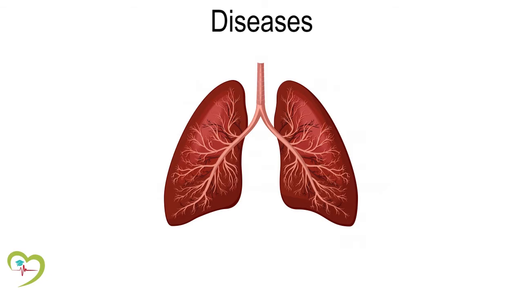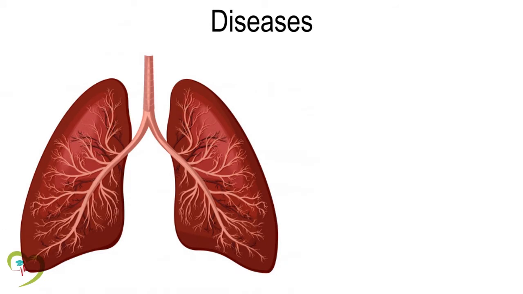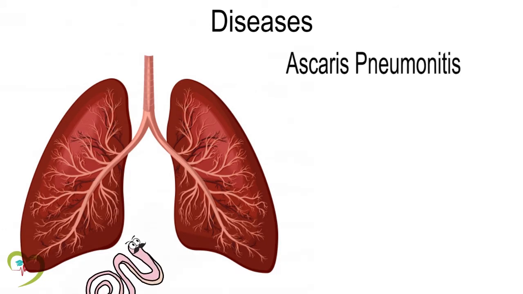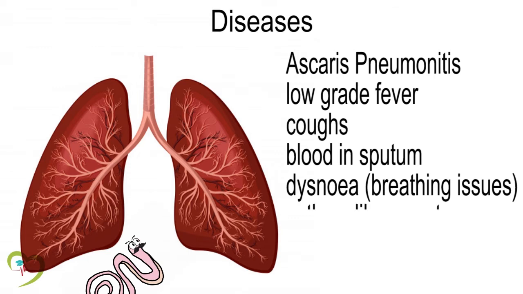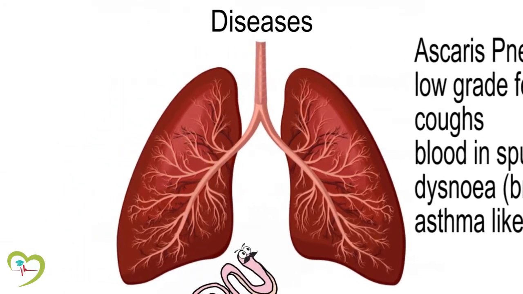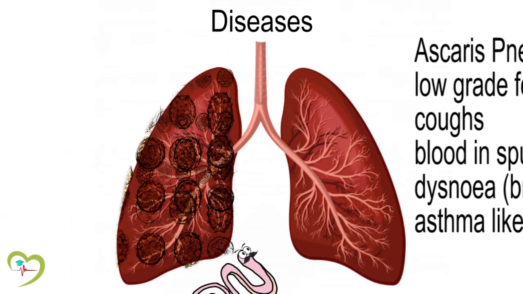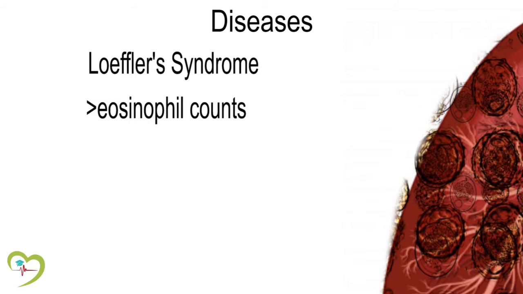Diseases. Okay, throughout the life cycle of these worms in the human body, we have seen them carry out development in two main regions, the lungs and the intestines. The lungs. Development of larvae in lungs causes Ascaris pneumonitis. This is characterized by a low-grade fever, coughs, blood in sputum, dyspnea, which is difficulty in breathing, and other asthma-like symptoms. When there are large numbers of larval forms in the lungs, it results in allergic reactions that manifest in a clinical condition known as Loeffler syndrome. This syndrome is marked by a high eosinophil count due to the nature of eosinophils in such conditions.